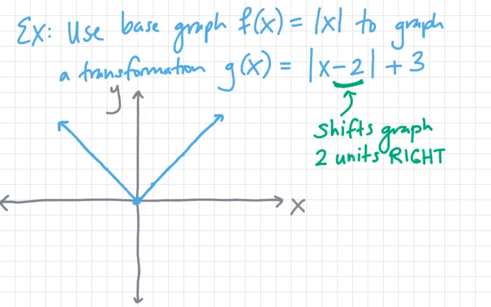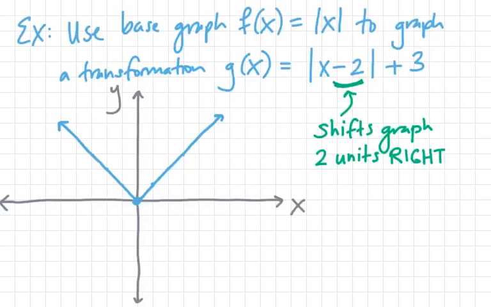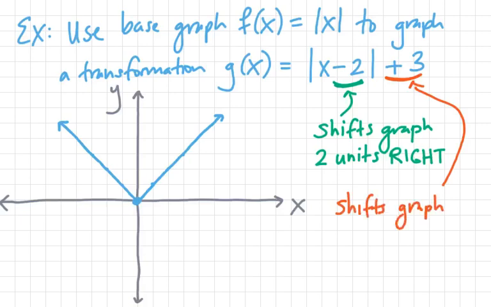And then the +3, right, we were talking about the vertical shifting. That's going to be a vertical shift in the upward direction. So this +3 here shifts the graph up 3 units. If it were a -3, then it would have shifted the graph down.